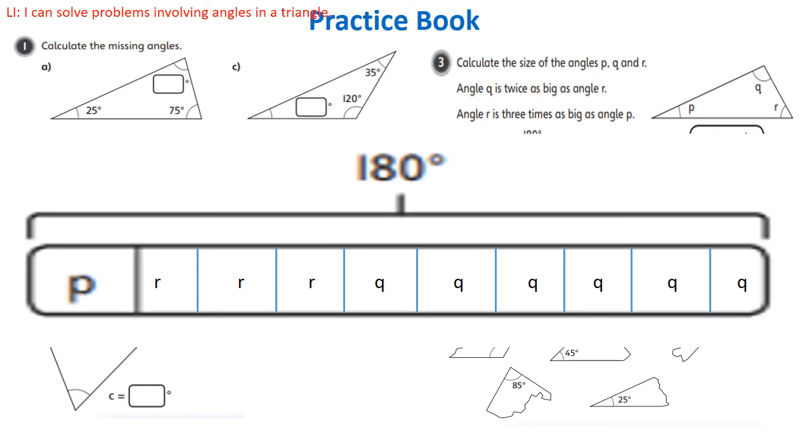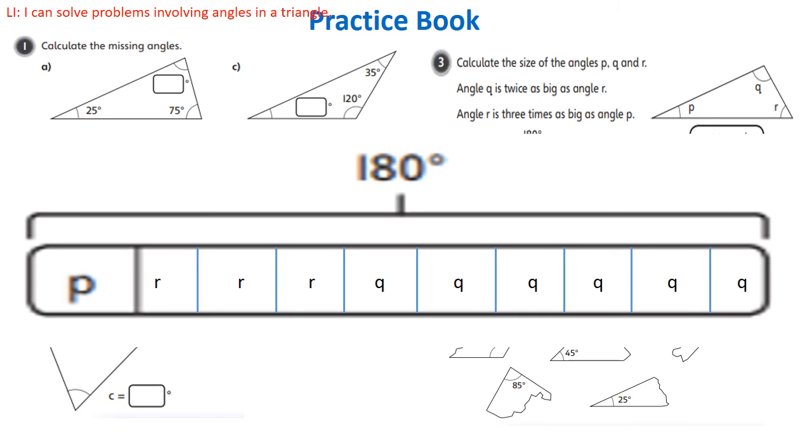Can you see here that I've got angle R is 3 sections and angle Q is twice as big as angle R. So if angle R is 3, 2 times 3 is 6. So angle Q has to be 6 sections. How many sections have we got all together now? 1, 2, 3, 4, 5, 6, 7, 8, 9, 10. So I've got 10 equal sections.